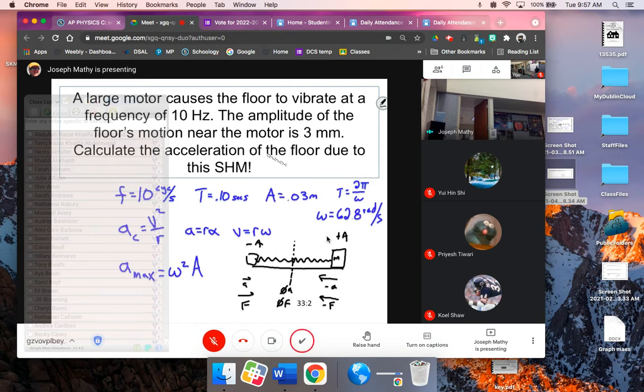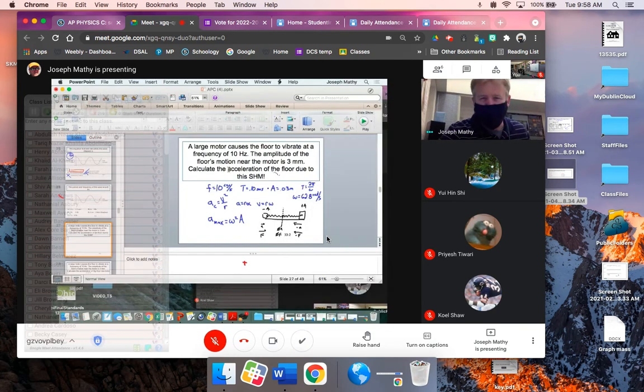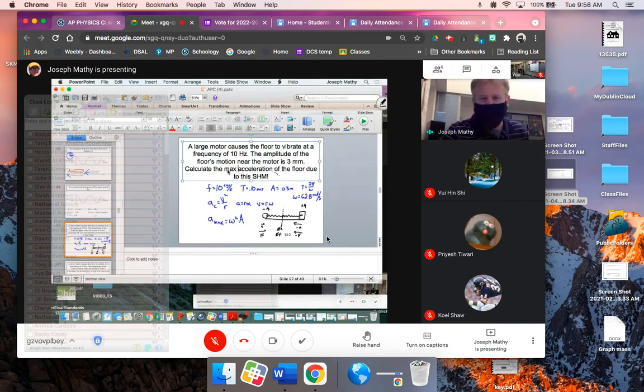The problem says calculate the acceleration of the floor due to this simple harmonic motion, as the amplitude of the floor's motion near the motor is 3 mm. So if you're at the amplitude, you can get an acceleration. That's why it should say calculate the maximum acceleration of the floor due to simple harmonic motion. That would be a much better wording of this. In fact, I think I'm going to change it right now. Does that help? That right there makes a big difference, huh?